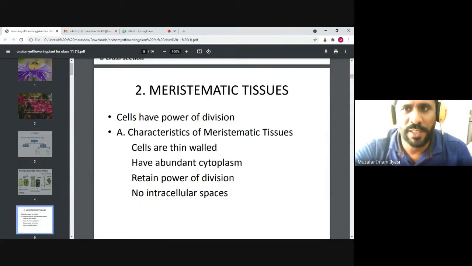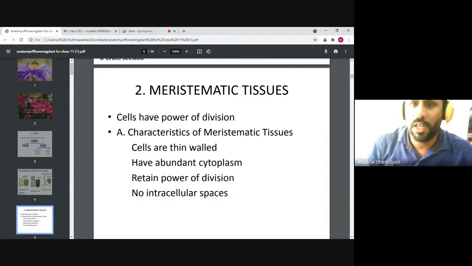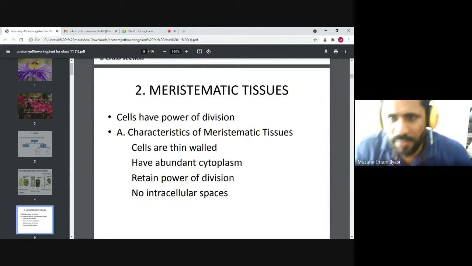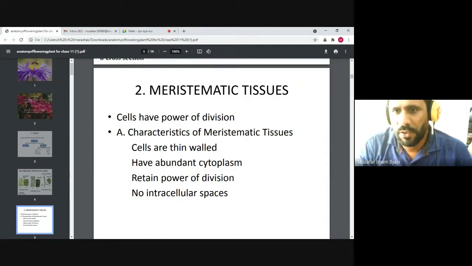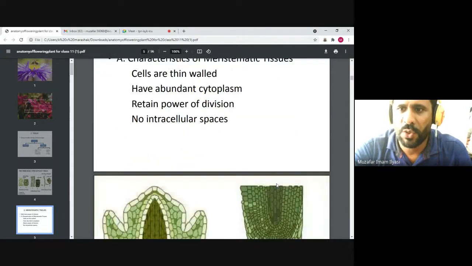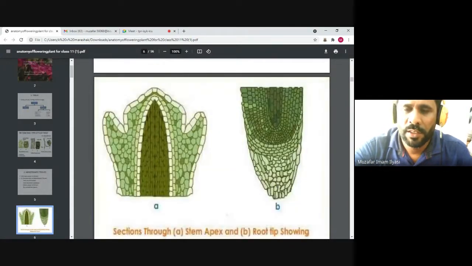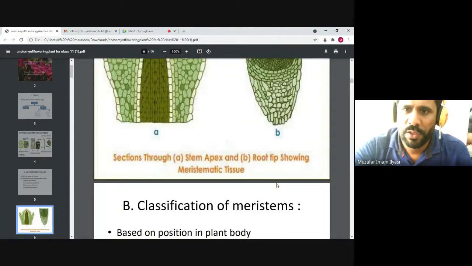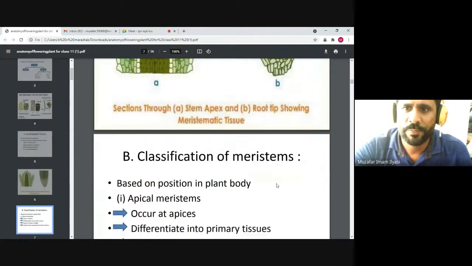The word meristematic is a Greek word which means to divide. The cells have the power of division. The characteristics of meristematic tissues: cells are thin-walled, have abundant cytoplasm, retain the power of division, and have no intercellular spaces. These are the features of meristematic tissues. This slide gives you a clear-cut picture of meristematic tissues: the stem apex and root tip showing meristematic tissues.